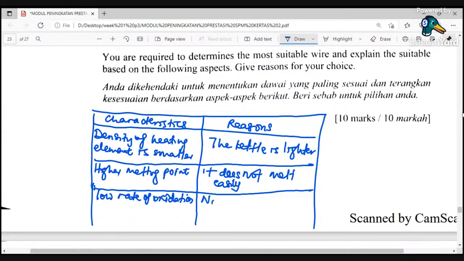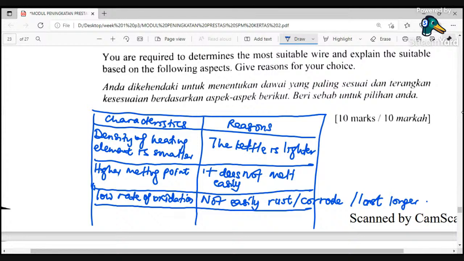Okay, means not easily rust or corrode, ataupun dia cakap last longer, tahan lama, tak tukar selalu. Okay.